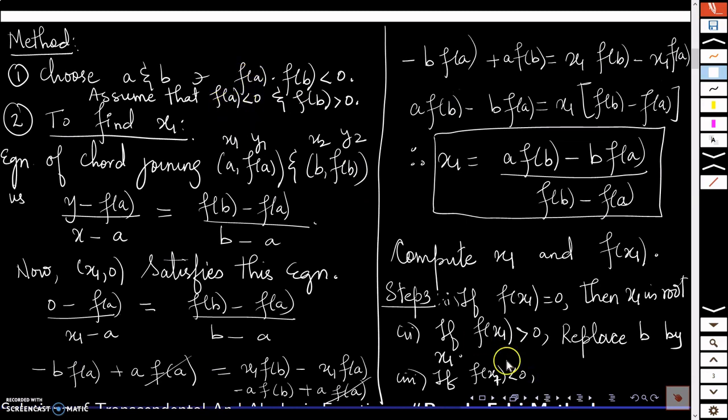Now in this case I will replace a by the point x1, correct? And after doing this, now I go back to step 1 actually. So f of x1 and f of, let's say, a, they are of opposite signs.